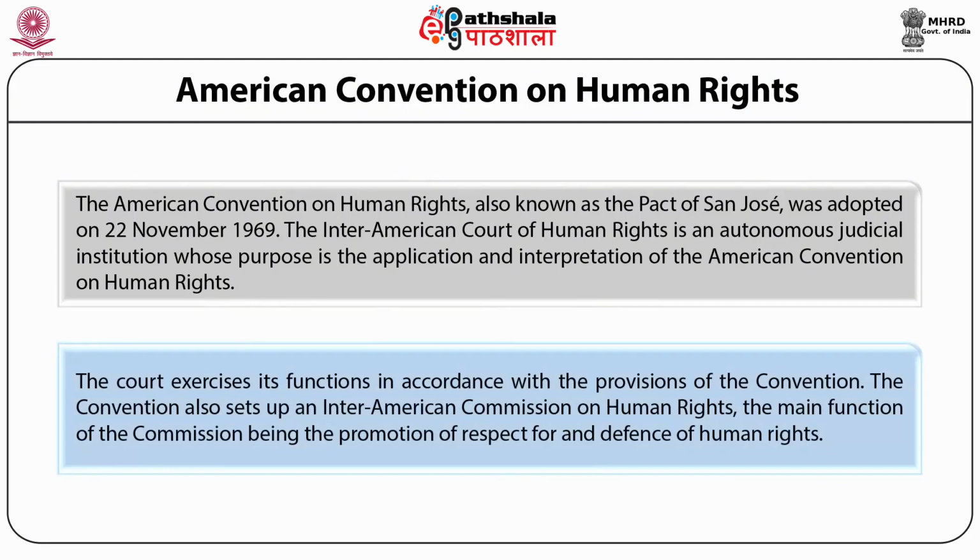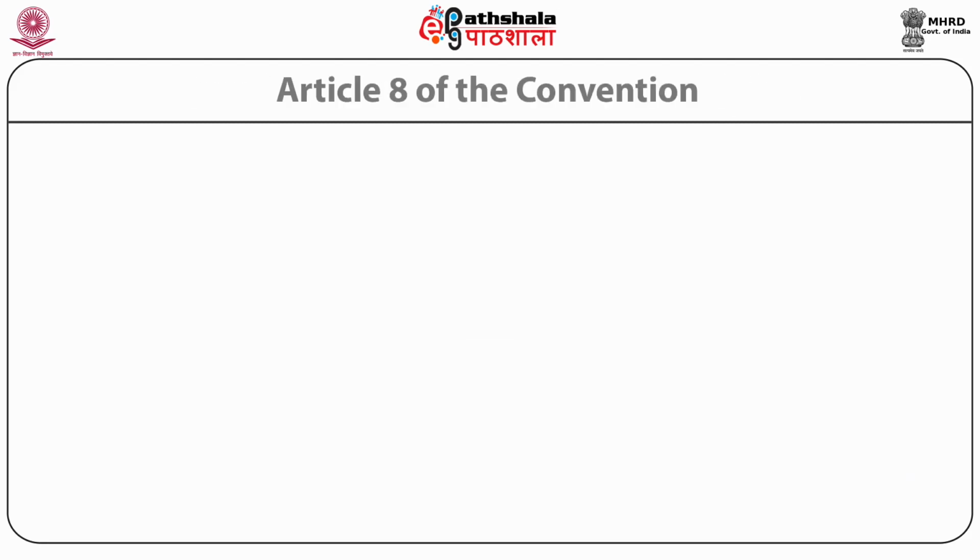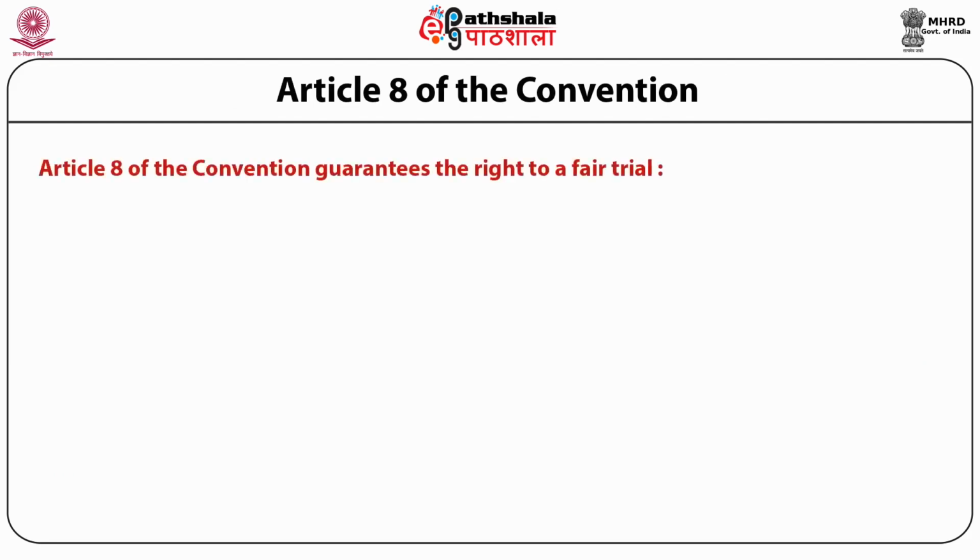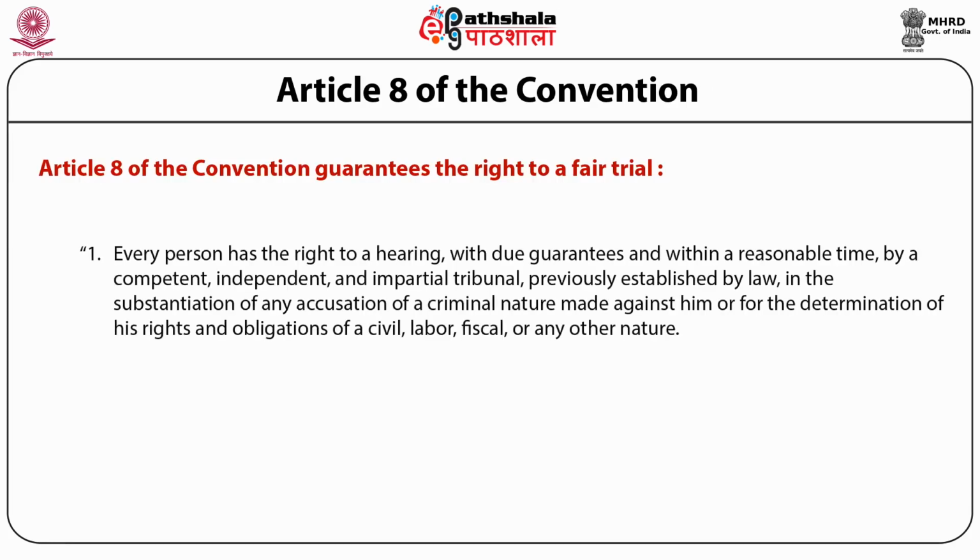The Convention also sets up an Inter-American Commission on Human Rights. The main function of the Commission, much like the African Commission, is the promotion of respect for and defense of human rights. Now let's come to Article 8 of the Convention. Article 8 guarantees the right to a fair trial. Every person has the right to a hearing with due guarantees and within a reasonable time by a competent, independent, and impartial tribunal, previously established by law.